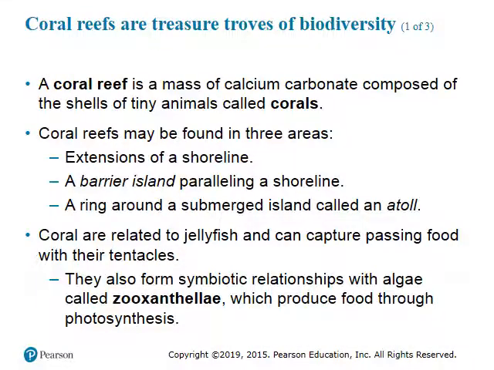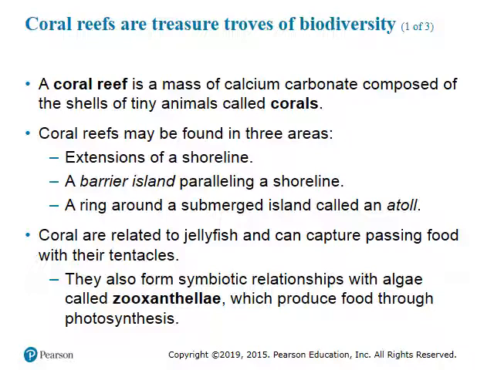You may also be familiar with coral reefs. These are masses of calcium carbonate composed of shells of tiny animals called corals. So the actual structure that you see was at one point a living animal, and there are living animals on it constantly building that up, excreting the calcium carbonate that builds the exoskeleton of this place.